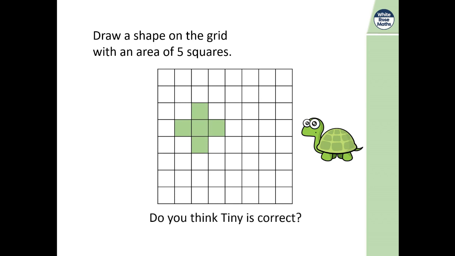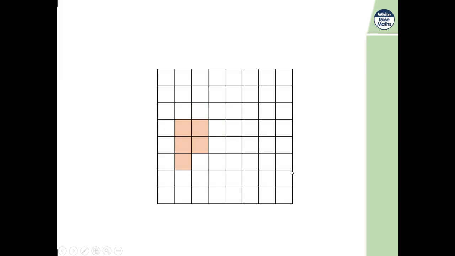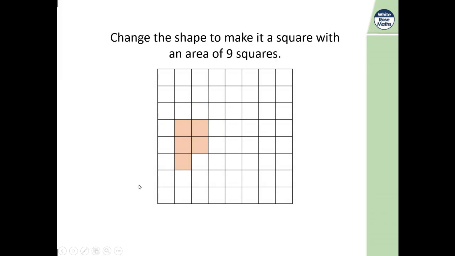Do you think Tiny is correct this time? Pause the video and have a think. Yes, well done, Tiny. All the squares meet along the sides and all meet together without any gaps. Great job. This shape has an area of 5 squares. Can you change the shape to make it a square with an area of 9 squares? Pause the video and have a think.